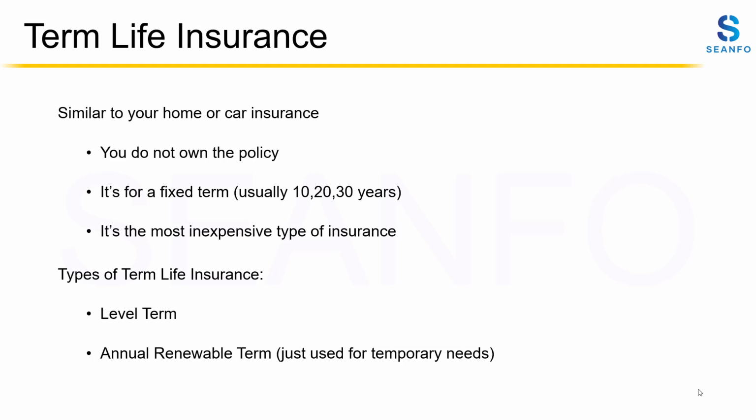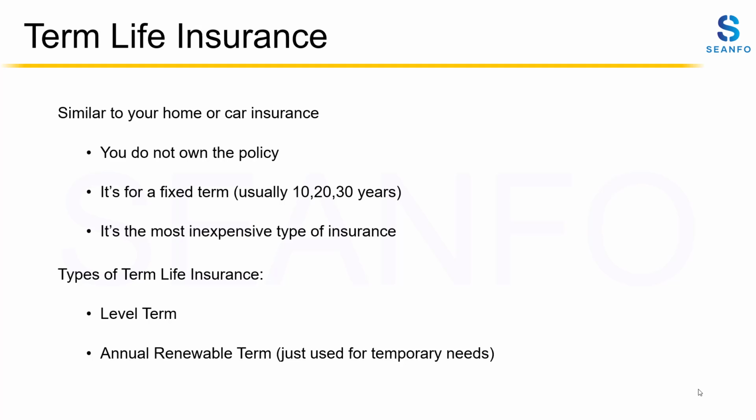So with this type of insurance, you really do not own the policy. What I mean by this is there is no cash value. The policy only pays a benefit if the insured person passes away. Else you lose all the premium paid. And it's for a fixed term, usually 10, 20 or 30 years. And this is the cheapest type of insurance that you can get. So with this insurance, you are buying protection for your family at a very minimal cost.